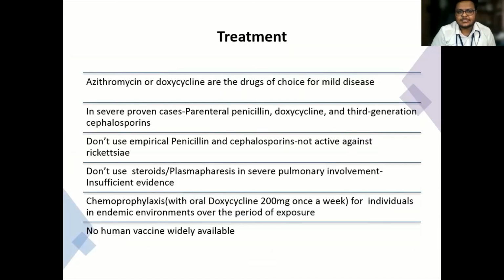For treatment of mild disease, azithromycin or doxycycline are the drugs of choice. In severe proven cases, parenteral penicillin, doxycycline, and third-generation cephalosporins can be used. We should not use empirical penicillin and cephalosporins because they are not active against rickettsia. Don't use steroids or plasmapheresis in severe pulmonary involvement. There is insufficient evidence for the same. Chemoprophylaxis for individuals in endemic environments is recommended with oral doxycycline 200 mg once a week over the period of exposure. Currently, although certain animal vaccines are available, human vaccines are still in the pipeline.